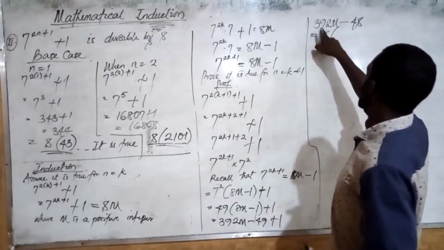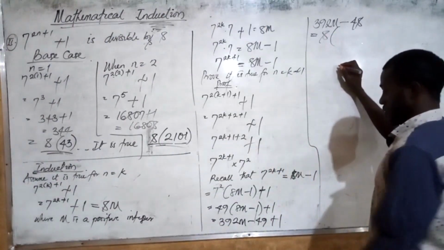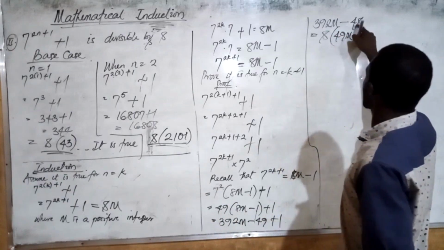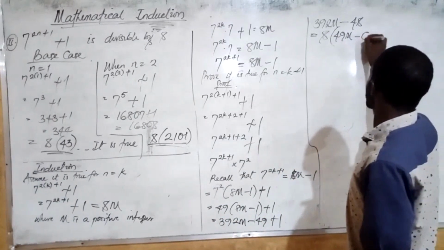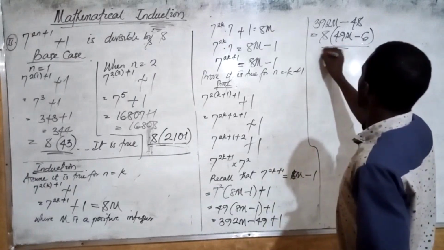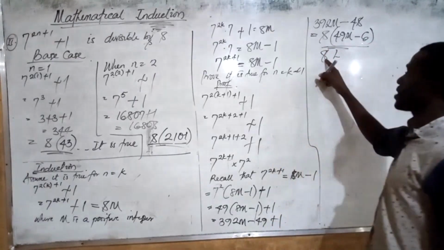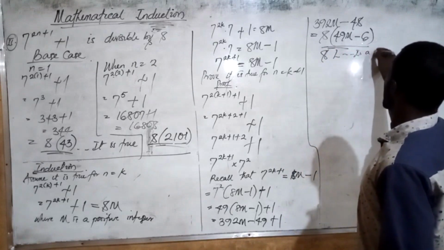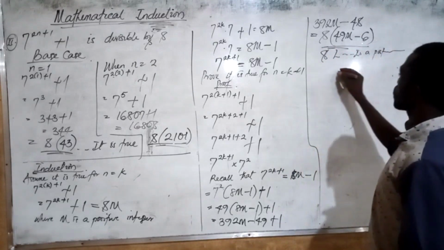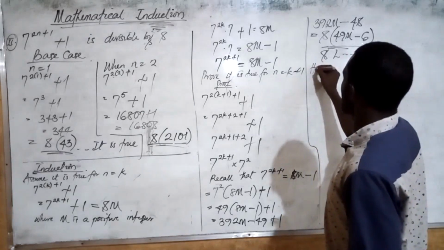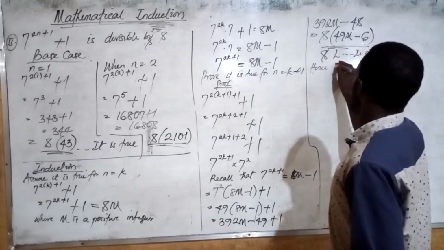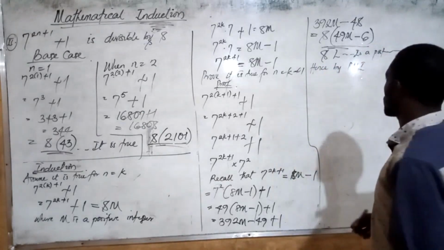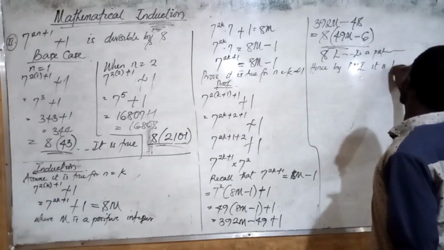Let's factor out 8 if it is possible, to prove that it is actually divisible by 8. If we factor out 8 from here, we are going to have 49n minus 6. These are in the form 8l, where l is also a positive integer. So we can now say that hence, by the principle of mathematical induction, it is true.